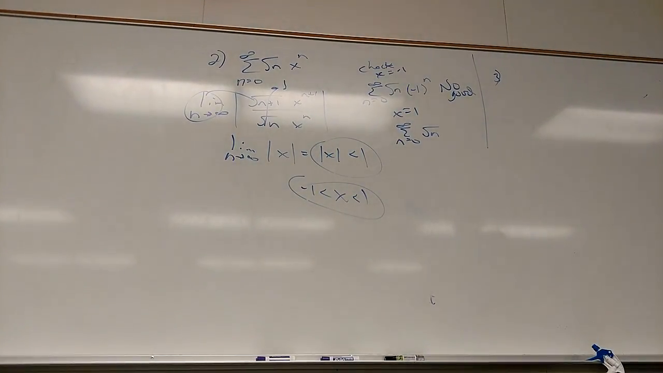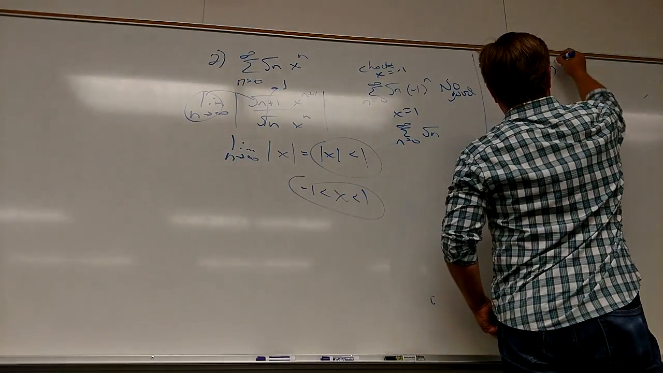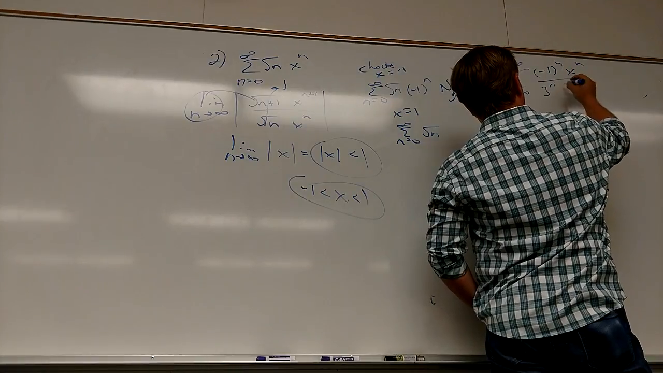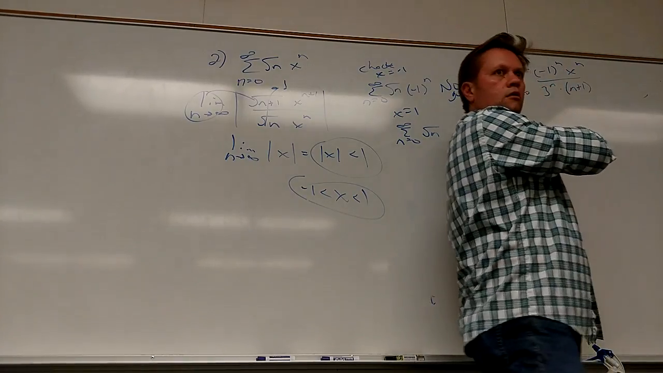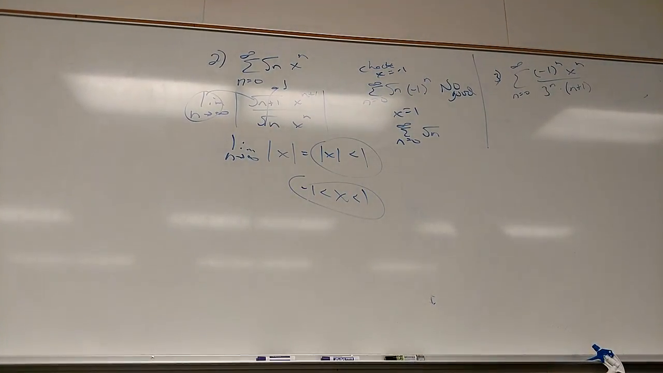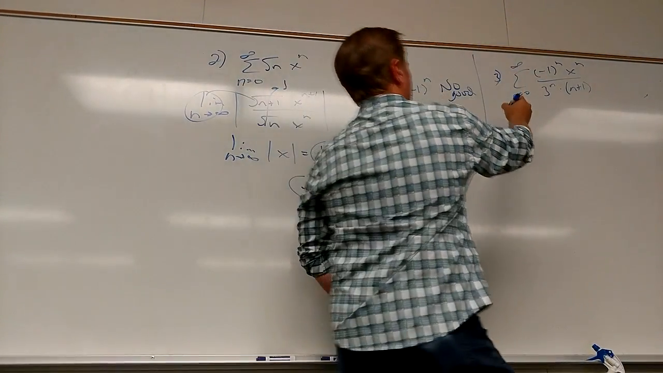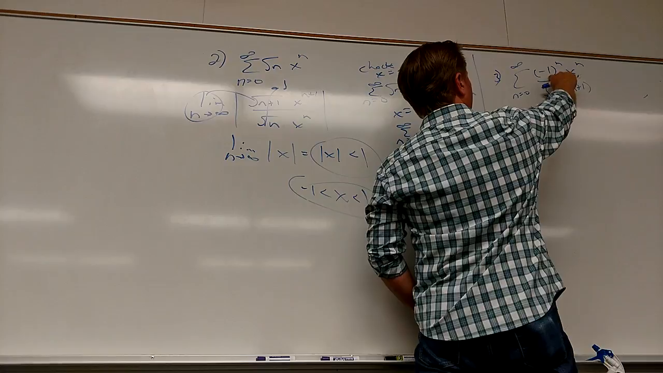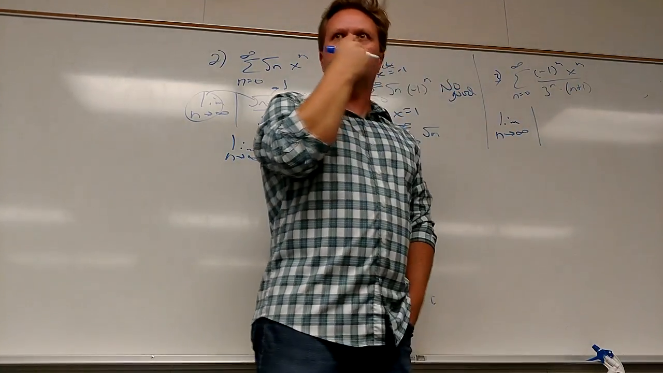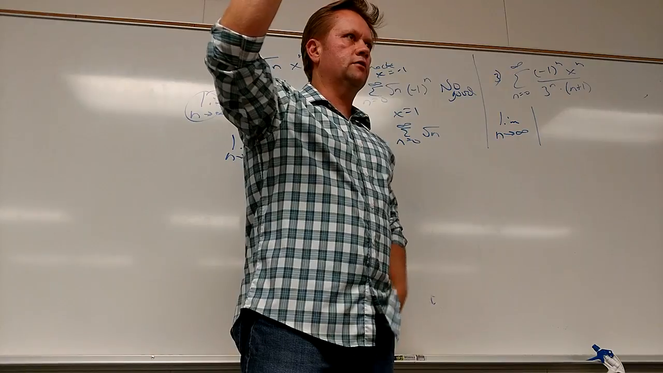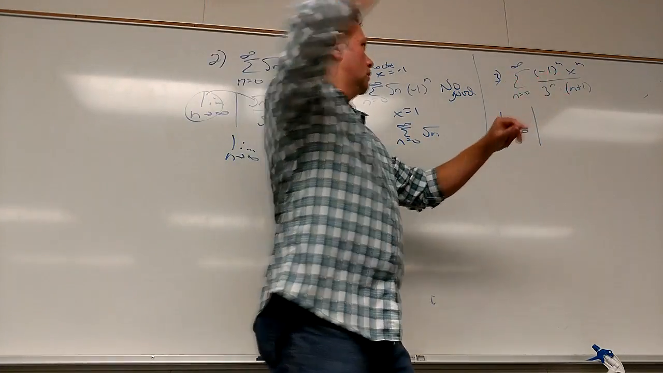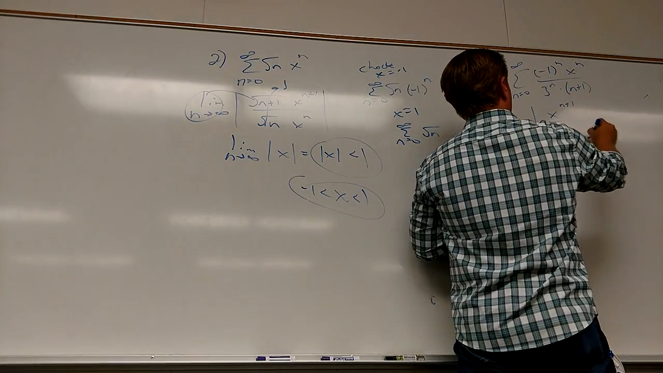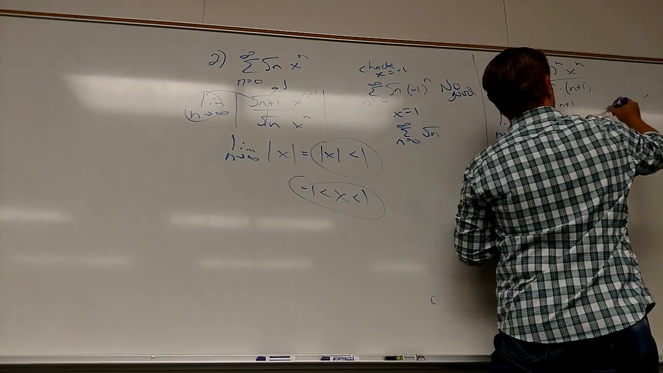Negative 1 to the n times x to the n over 3 to the n times n plus 1. Like that? Okay. So the limit as n goes to infinity. Now, you realize this is an absolute value, right? So if there's any -1 influence in there, just forget about it. That goes away. So I end up with x to the n plus 1 over 3 to the n plus 1, n plus 2, times the reciprocal of the original.